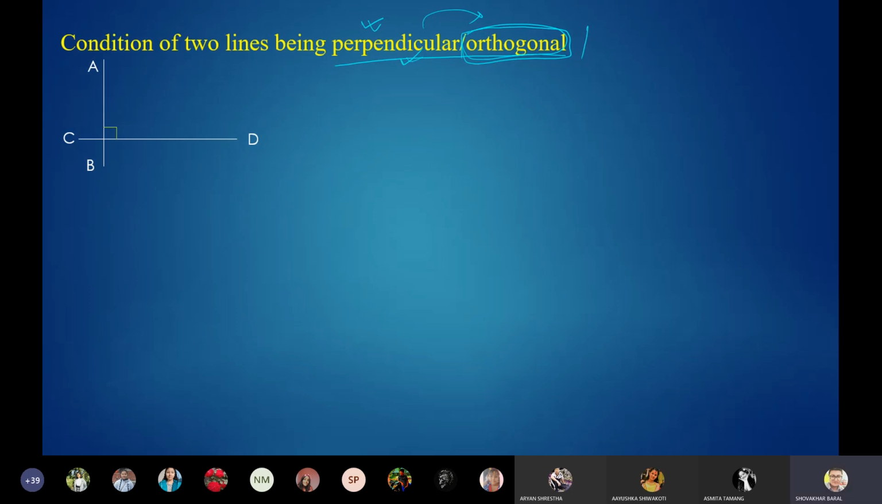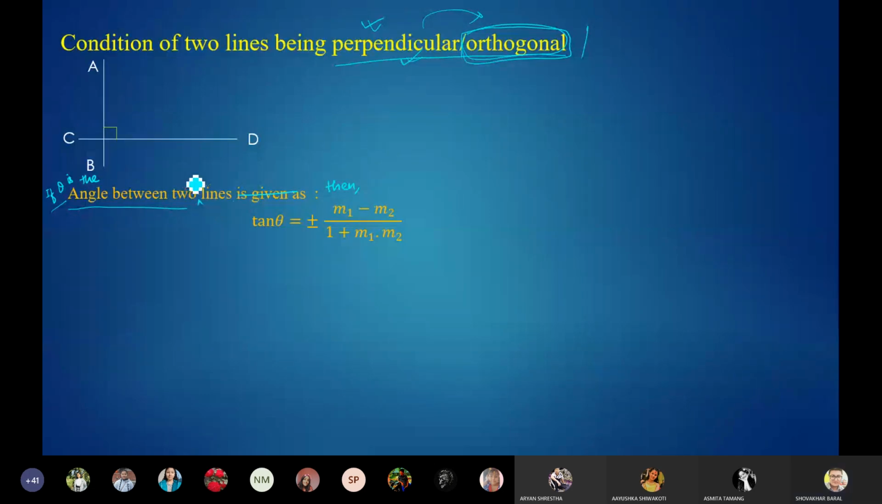Again, we'll use the same formula. If theta is the angle between the two straight lines, then tan theta is equal to plus minus m1 minus m2 by 1 plus m1 into m2, where m1 and m2 are the slopes of the lines.